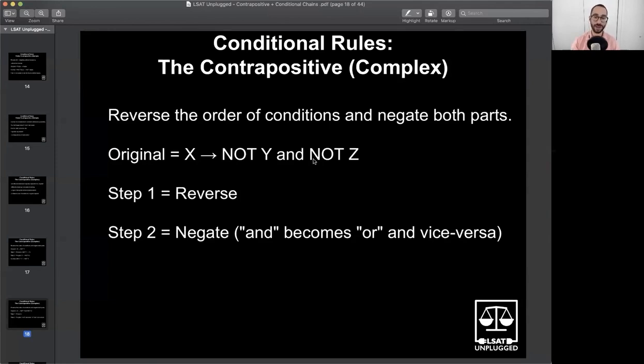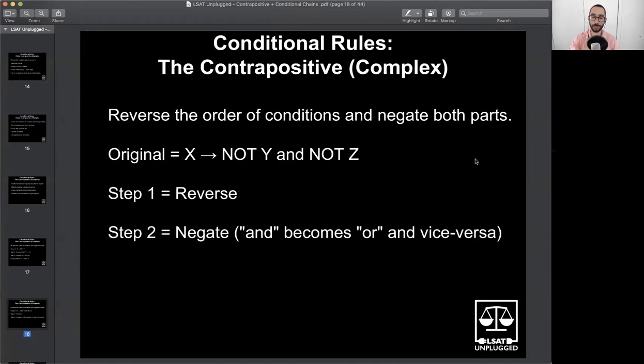Anybody want to type for me in the chat what that result would look like if you were diagramming it? Perfect, Harry's got it. So Y or Z requires not X. Carney's got it also. Yeah, Whitney's got it, Ethan's got it, awesome. And yes, Alyssa, so if there are two variables and you negate them, it becomes "or," exactly. And that's important to keep in mind.